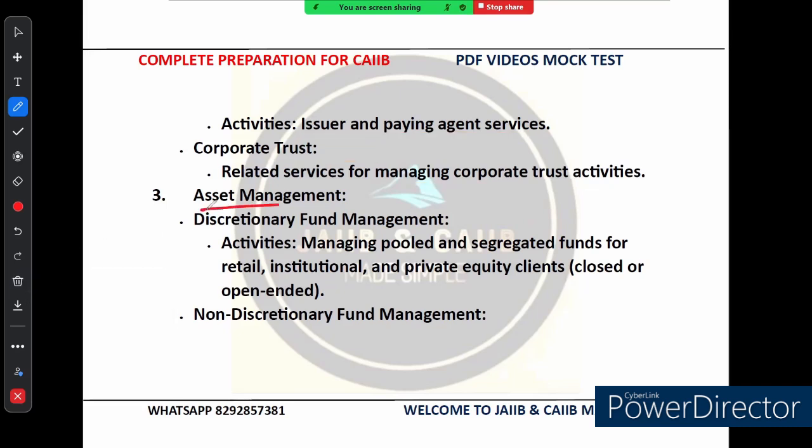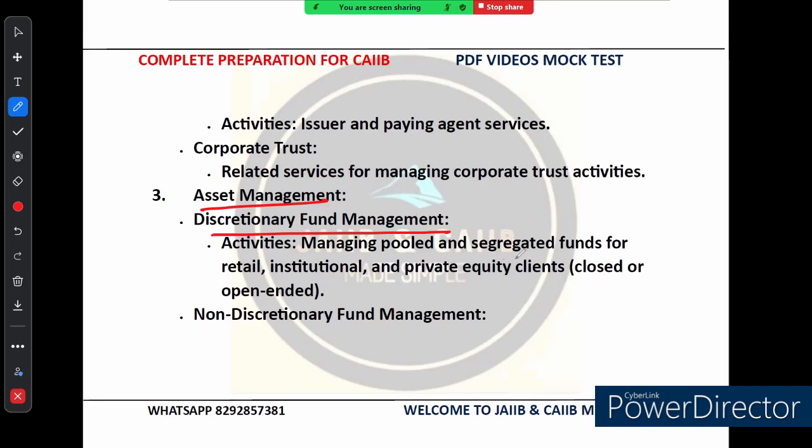Now asset management. Asset management is another service under this business line. Asset management is all about managing investments for the client. There are two main types of asset management. The first is called discretionary fund management. In discretionary fund management, the bank manages the investment fund on behalf of the client with full control. The client gives the bank the freedom to make all the investment decisions.